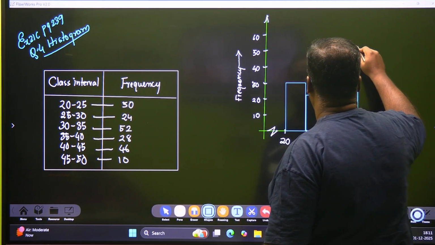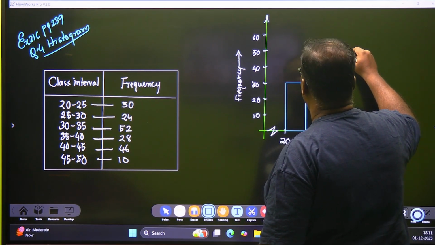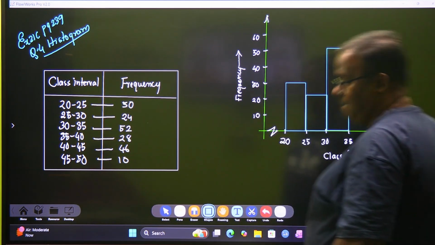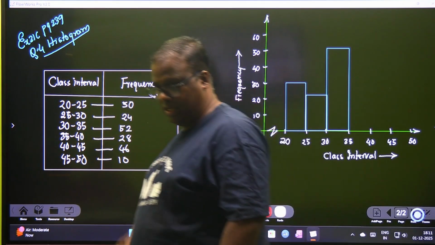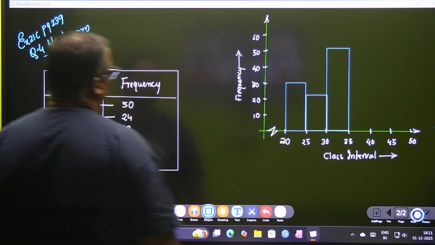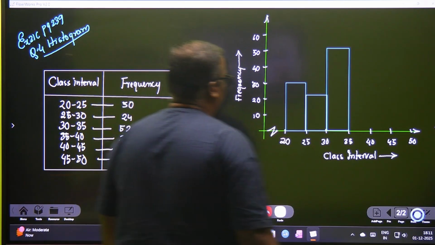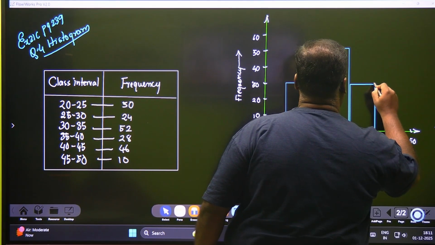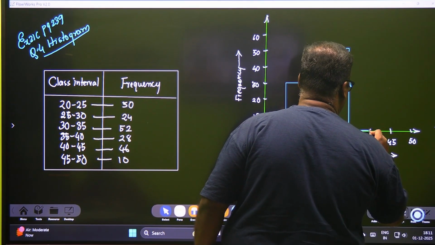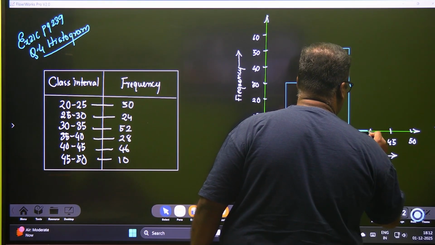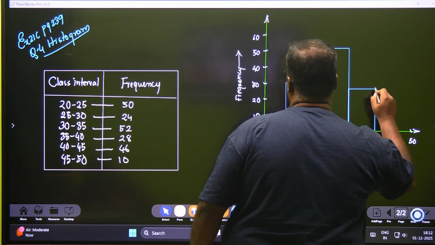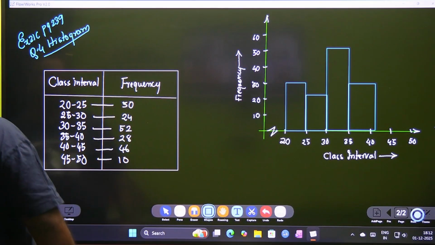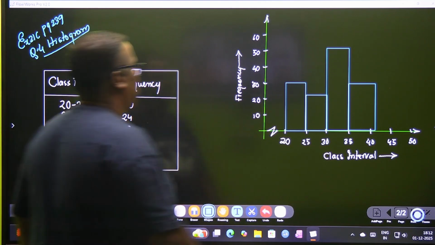52 means I will go up till 50 and just marginally above 50. ठीक है? 50 से थोड़ा ऊपर 52. उसके बाद कितना? 28. 28 means just touching 30. In a histogram, you cannot create a gap between two towers. Wall to wall joined. Just below 30. 28. After that, what do I do? 46.